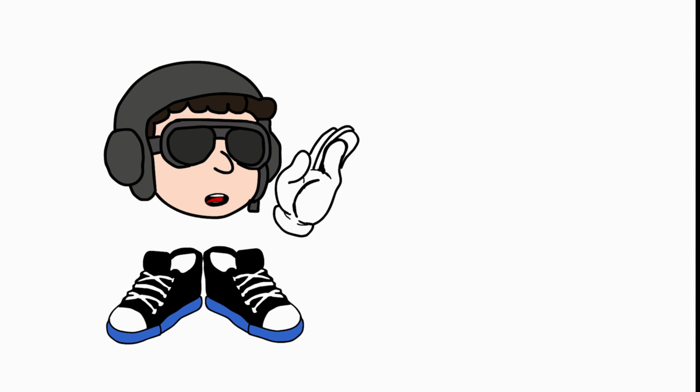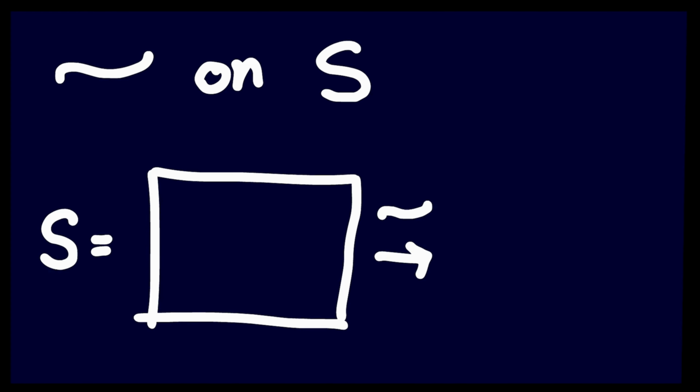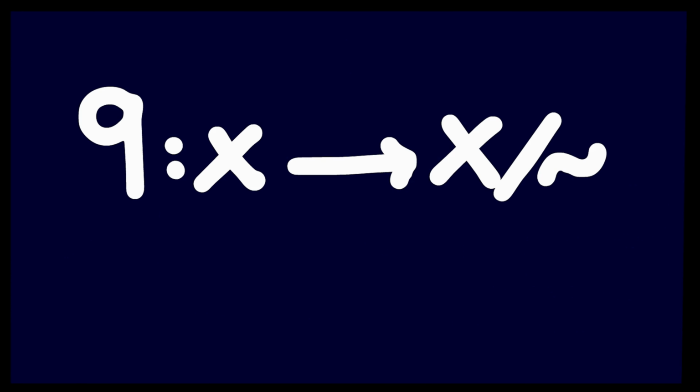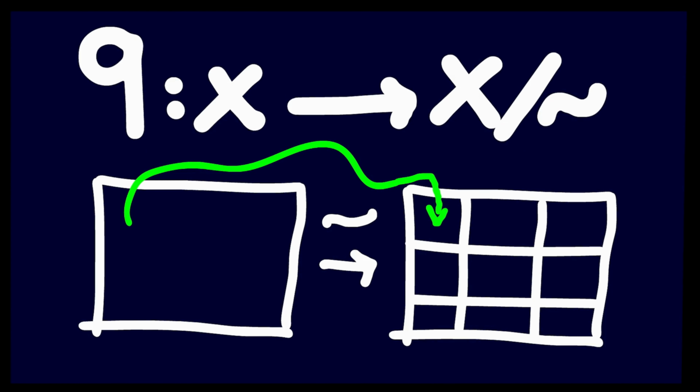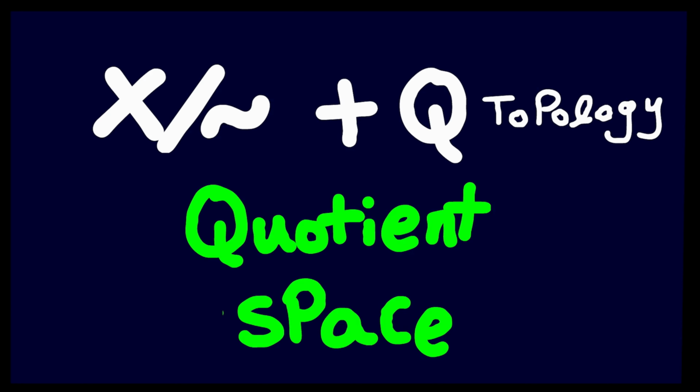Here we need a bit of set theory. As we know in set theory, if we define a relation on a set, then it gives us a partition of that set. Now let's take a look at the Q from X to X quotient, which sends each of these elements to its unique equivalence set. Then X quotient together with the quotient topology induced by Q is called a quotient space of X.